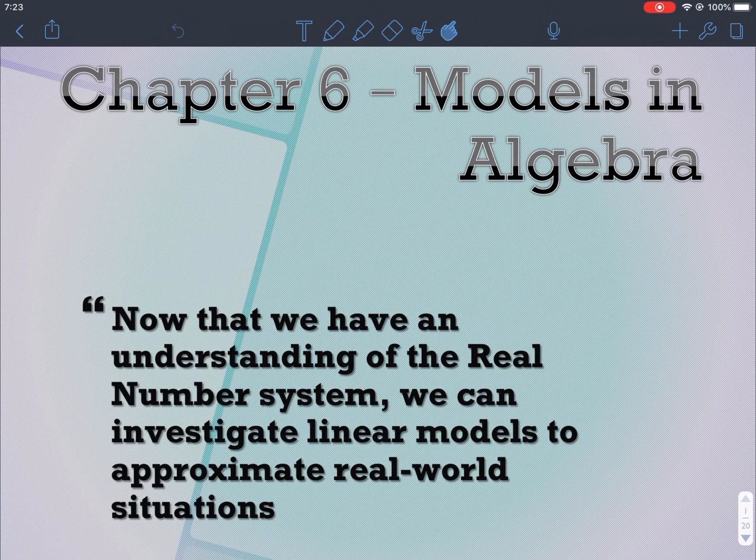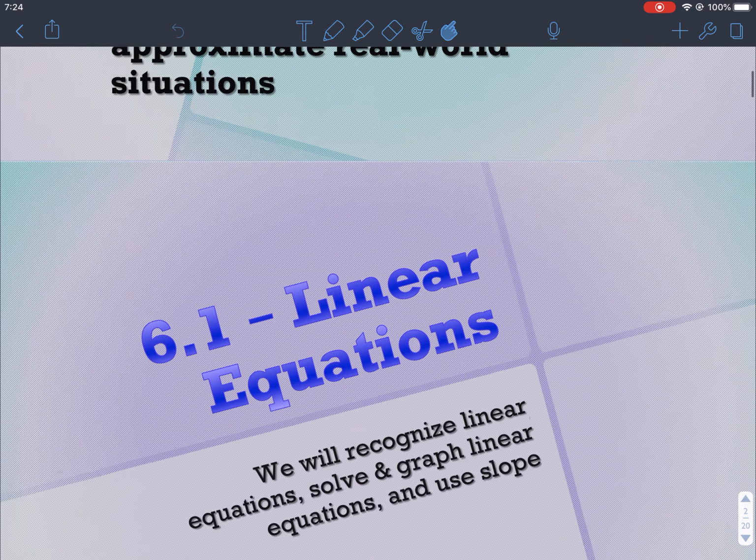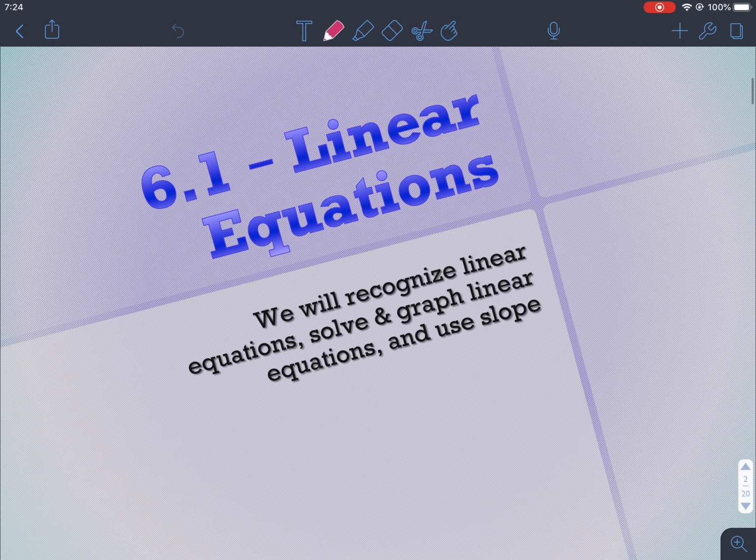This is Unit 6 for college algebra, models in algebra. We want to talk about linear equations. We will recognize linear equations, solve and graph linear equations, and then use slope.